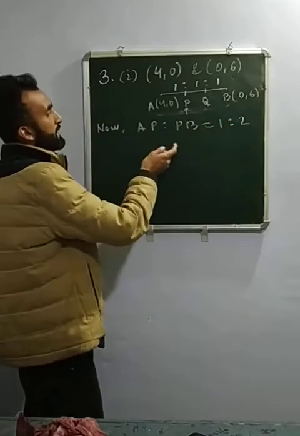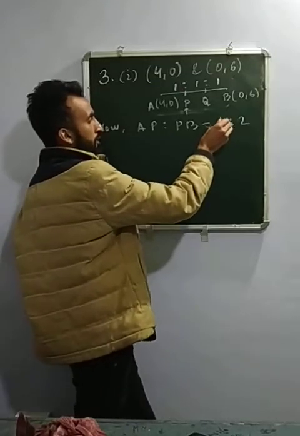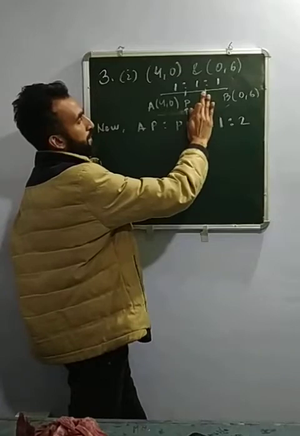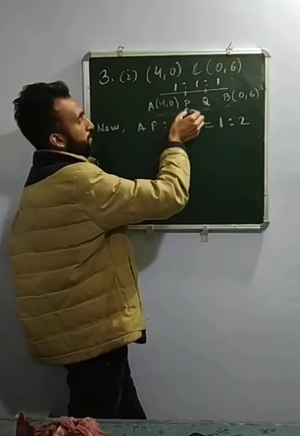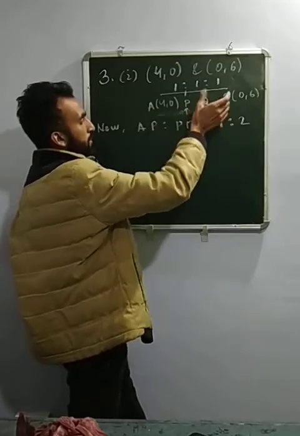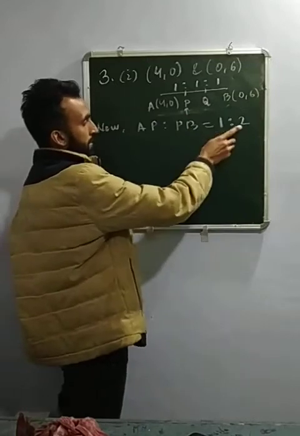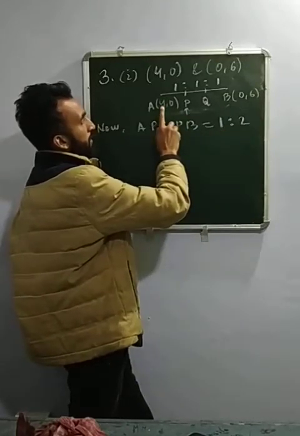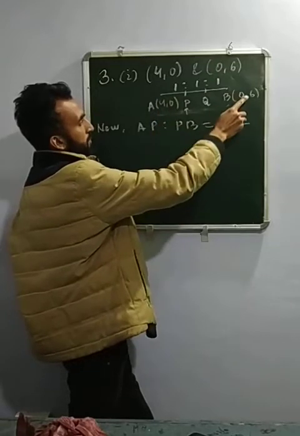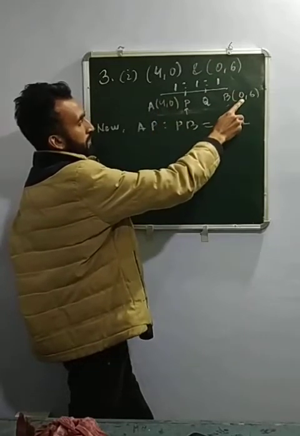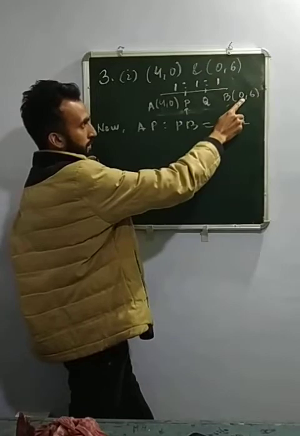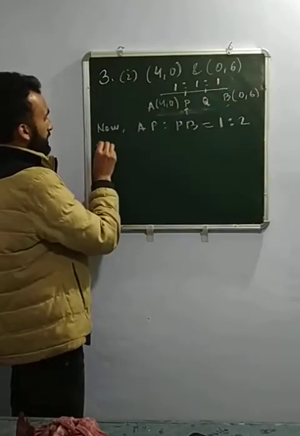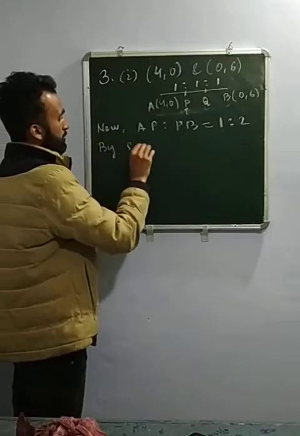Now why am I writing that? Because my M value is 1 and my N value is 2. I am forgetting Q for the time being, so I am just assuming this P only. AP is to PB. Now my M value 1, N value 2. X1 is 4, Y1 is 0, X2 is 0, and Y2 is 6. Directly I will write by section formula.